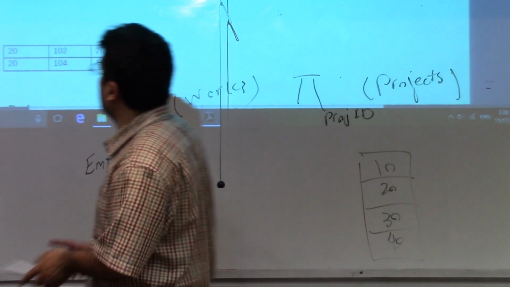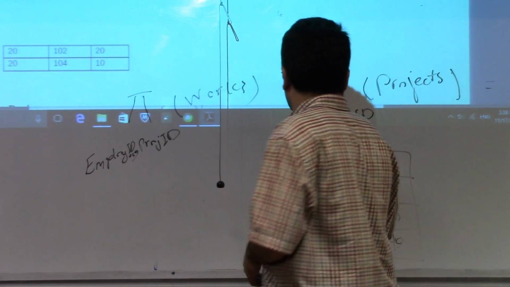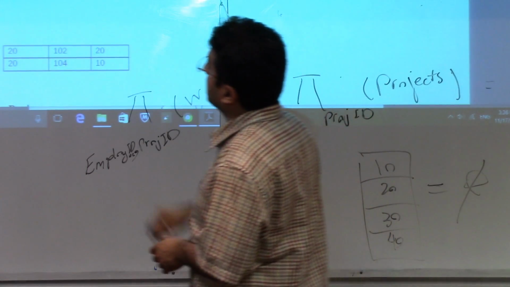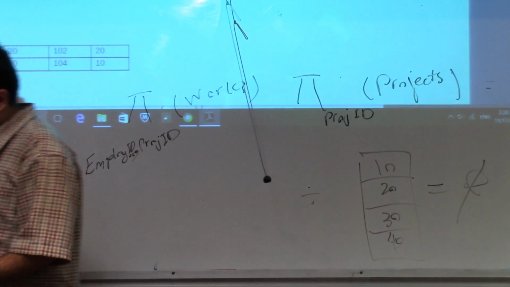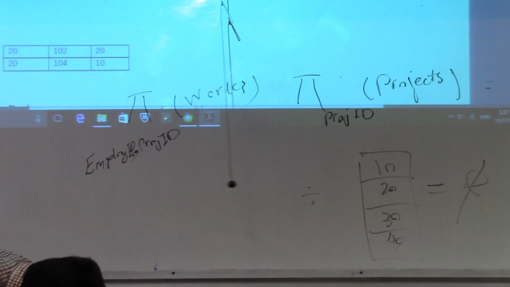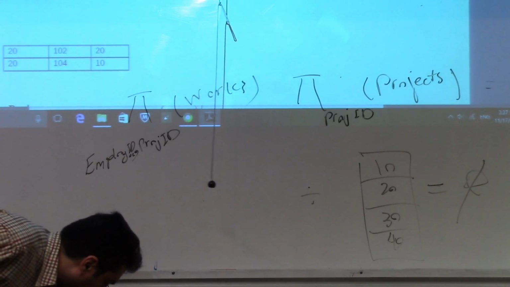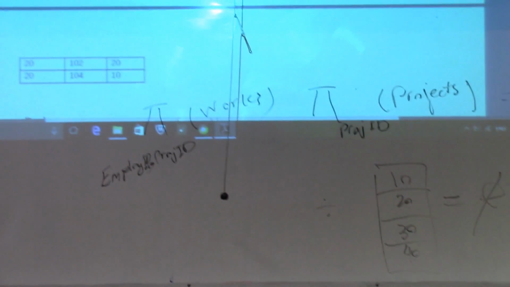Who is working on all the projects? Nobody, obviously. The result is empty because each of the employees is missing at least one project. The result is empty, but this is what we can get.